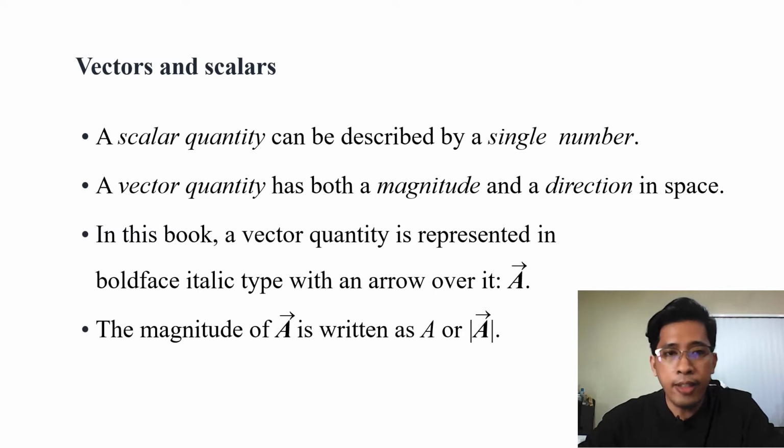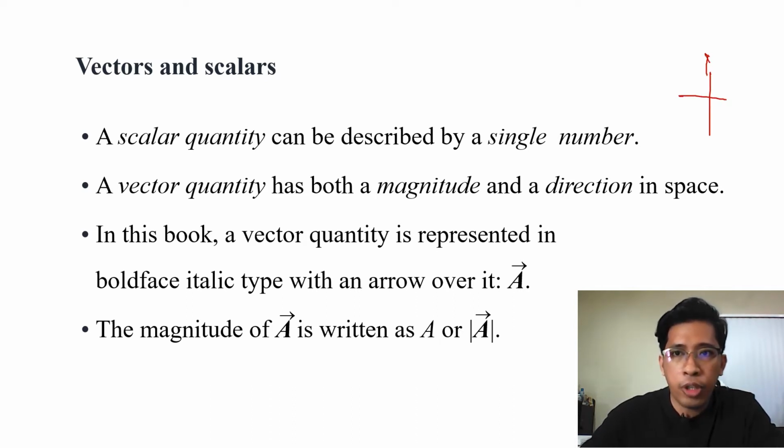On the other hand, vector quantities are quantities which have both a magnitude and a direction in space. When we say magnitude, that means you have your number, and when we say direction, your direction may be like geographic locations in space. I think you're familiar with north, east, west, and south.